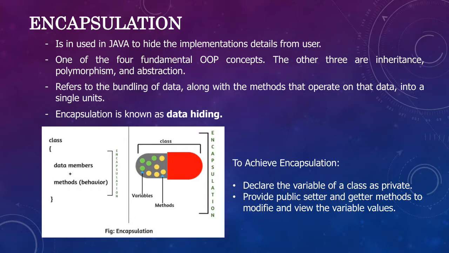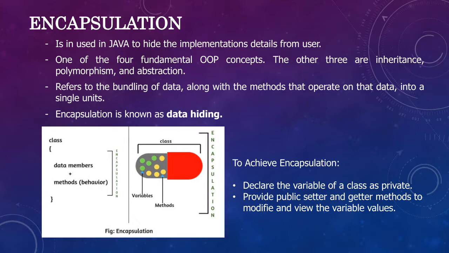Encapsulation is used in Java to hide the implementation details from the user. It is one of the four fundamental OOP concepts. The other three are inheritance, polymorphism, and abstraction. It refers to the bundling of data along with the methods that operate on the data into a single unit. Encapsulation is known as data hiding.